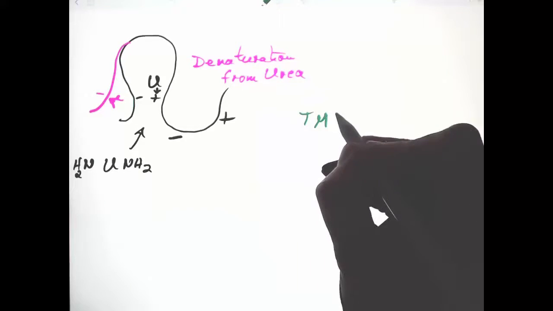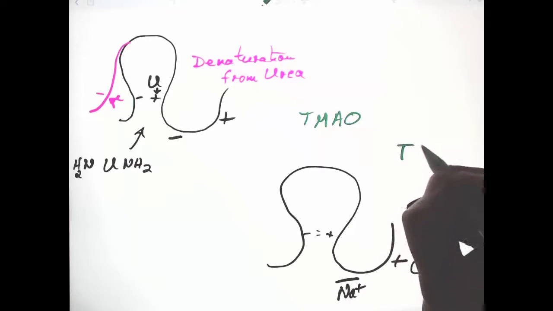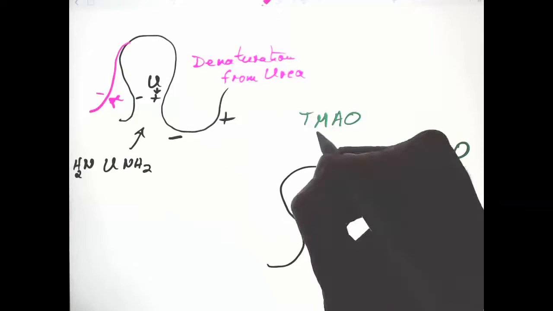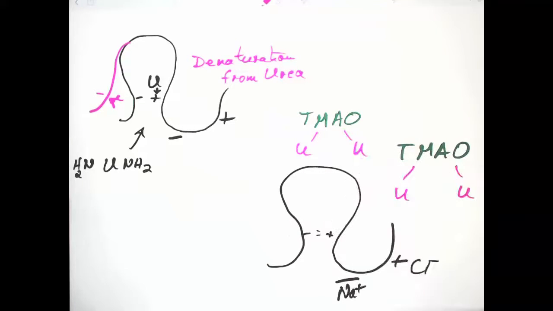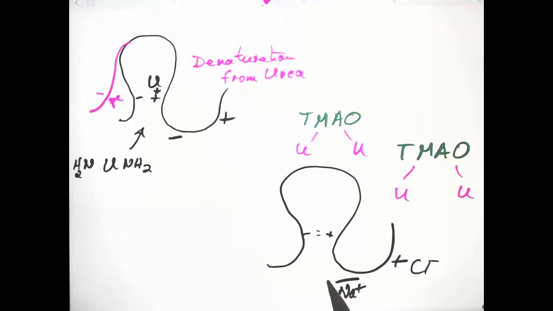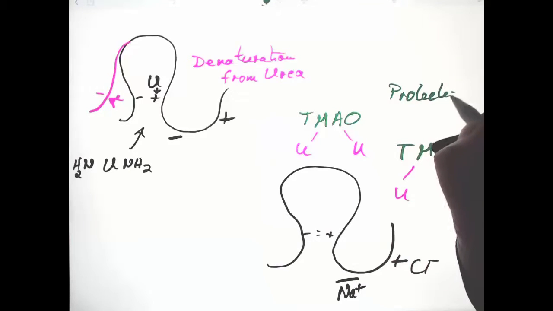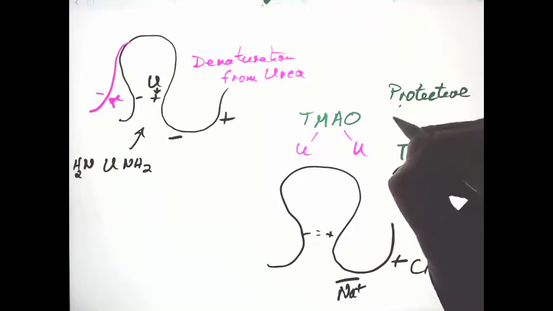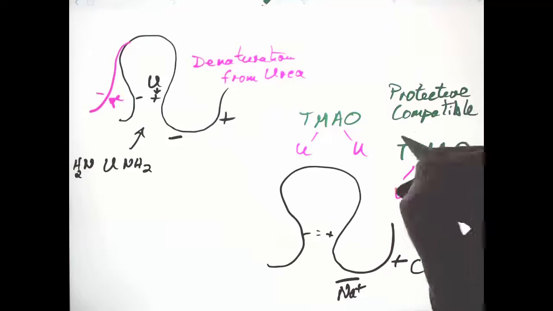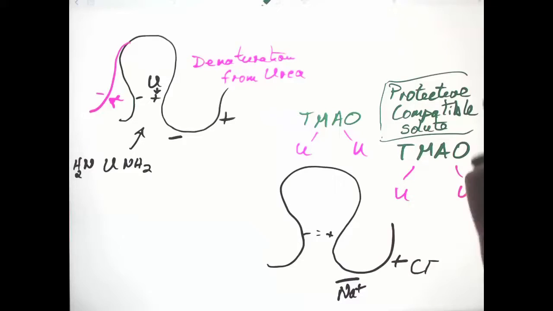But in the presence of TMAO, the result is different. In the presence of TMAO with normal sodium and chloride concentrations, each TMAO can interact with two ureas. Now, these are not fixed bonds, but the ureas tend to associate with TMAO, and when they do, they are not free to disrupt the bonds of our protein. TMAO is protective, particularly for urea, and is a compatible solute.